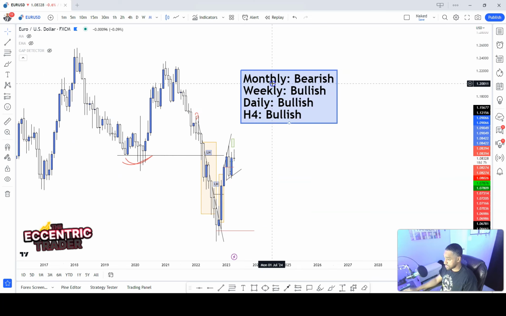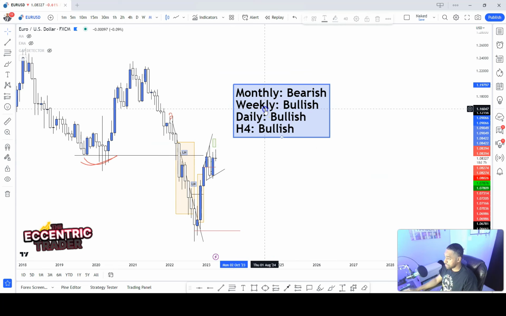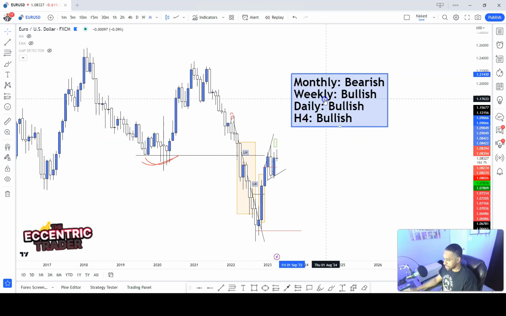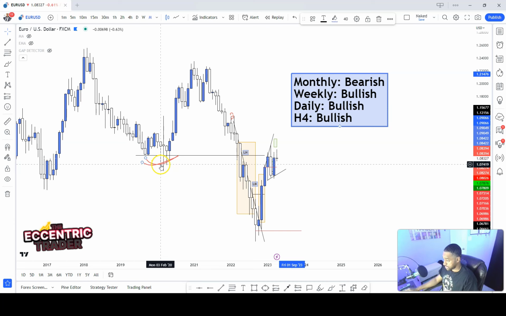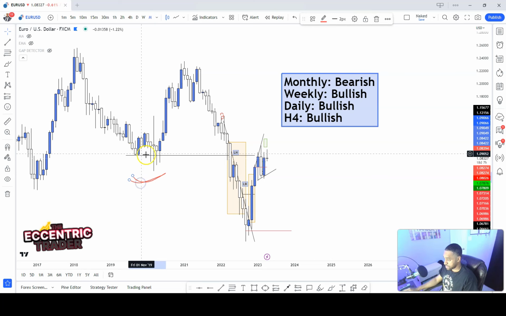Another top-down analysis. We got Euro USD right here. Let's get started. So monthly time frame, bearish, right? It's been bearish. It's gonna be bearish for a while, and it's bearish because it's always bearish until it's bullish, right? So the last relative low that was broken was this low right here. This low right here. So you want to have some type of point of reference.